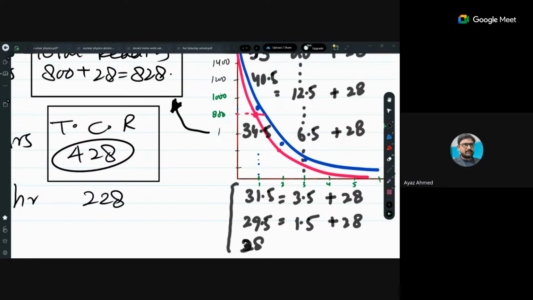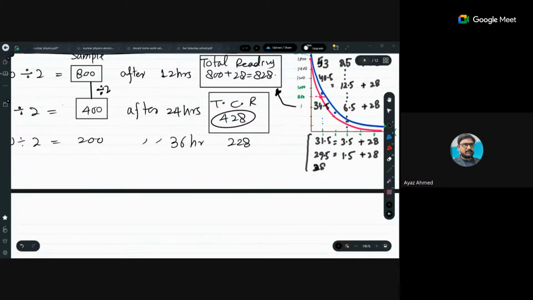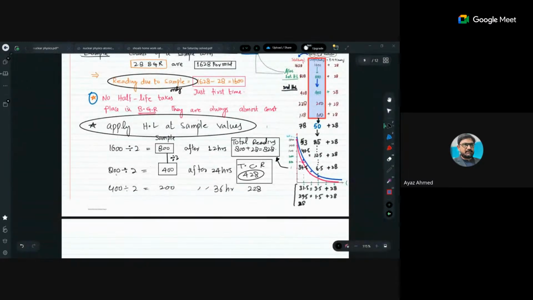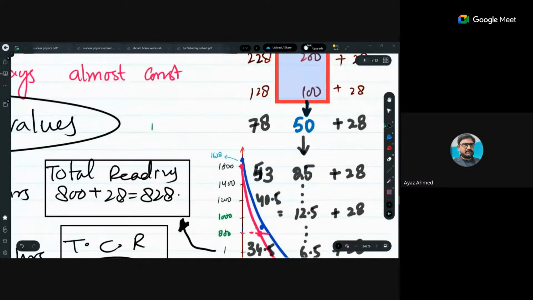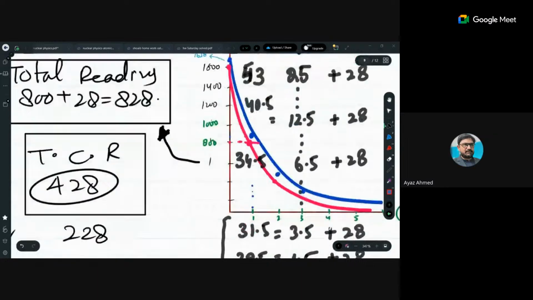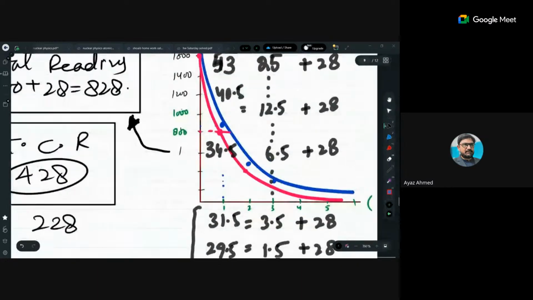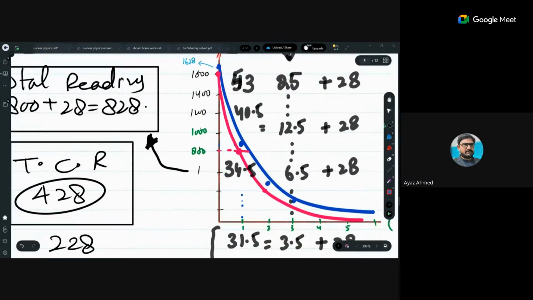Are you getting my point? Your graph will never go beyond this value of 28 or 30. Got it, sir. Is this long discussion clear to everyone? Yes, sir. Okay, good. अब आपके पास दो कर्व्स बनी हुई हैं and you have to see these both curves.